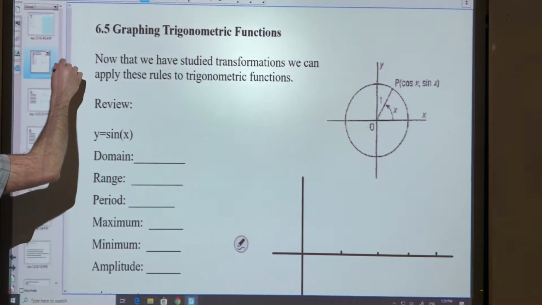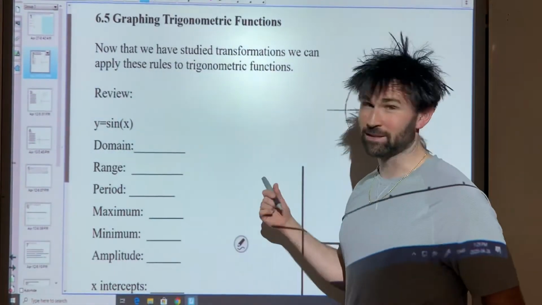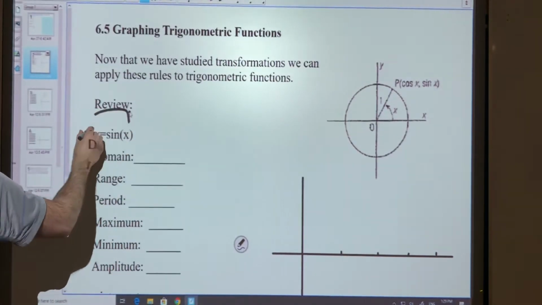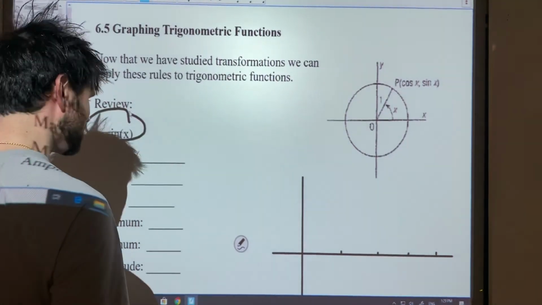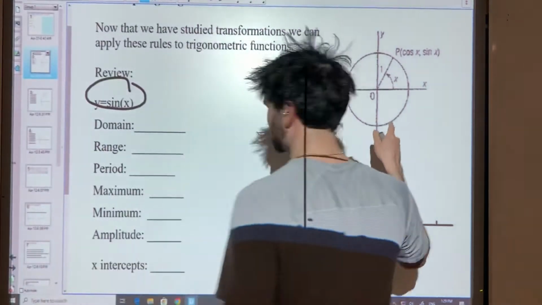Okay, let's get rocking. So, we're on 6.5, trigonometric equations. We're going to start looking at graphing these bad boys. And we're going to start with sine x. Now, when we're graphing it, we're going to get a sketch right away. We are grabbing certain values from the unit circle.